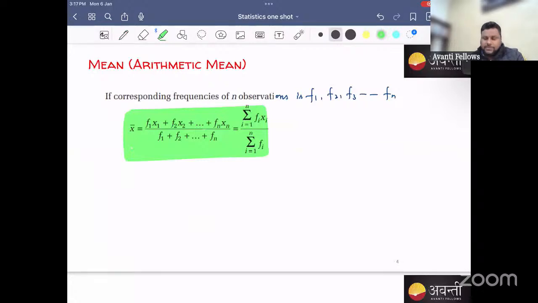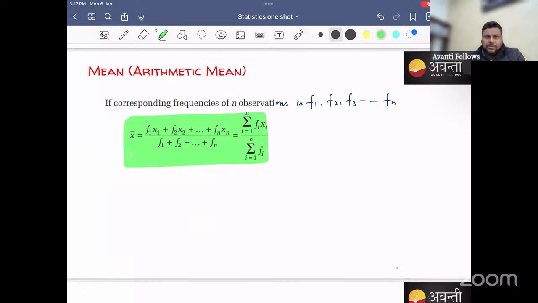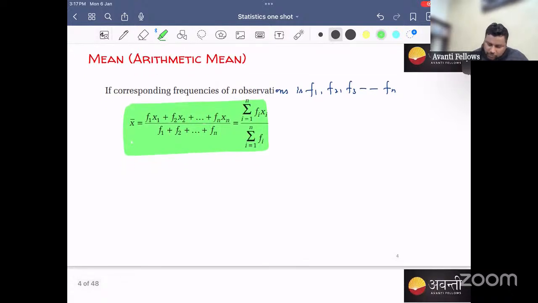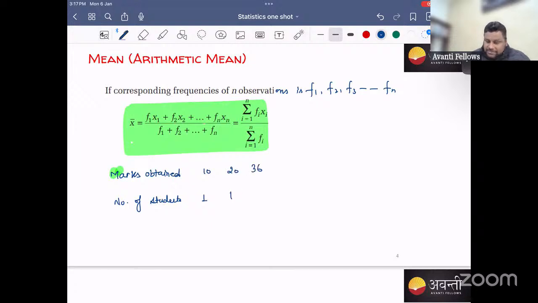Let us take a very simple question from this. Say, marks obtained and number of students. 10 marks are obtained by one student, 20 marks by one student, 36 marks by 3 students, 40 marks by 4 students, 50 marks by 3 students, 56 marks by 2 students, 60 marks by 4 students, 70 marks by 4 students, 72 marks by 1 student, 80 marks by 1 student, 88 marks by 2 students, 92 marks by 3 students, and 95 marks by 1 student.